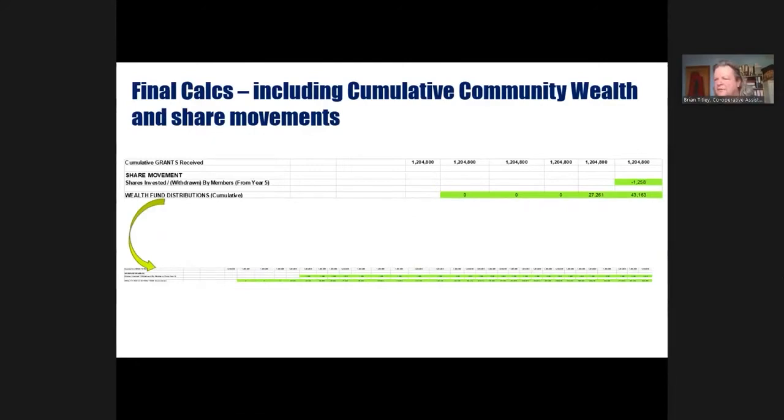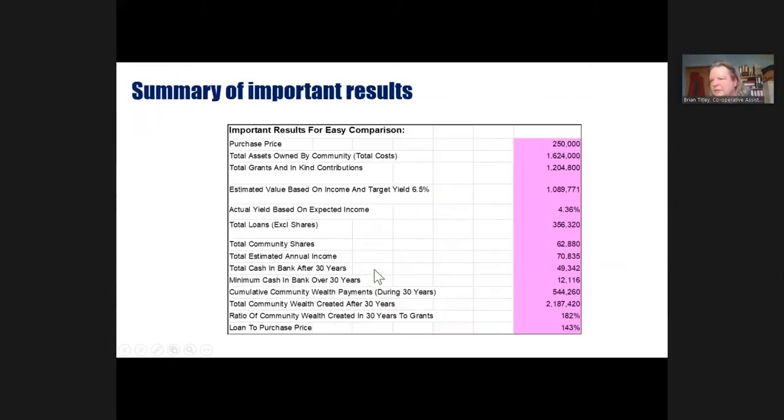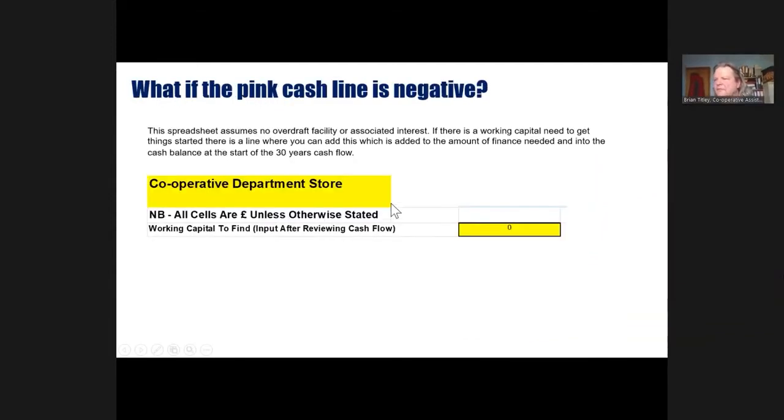I think I've done that really with the share movement, and there's a cumulative count on any money that's gone into wealth distributions, community wealth distributions in there as well. And this is this important results comparison chart that can be used.